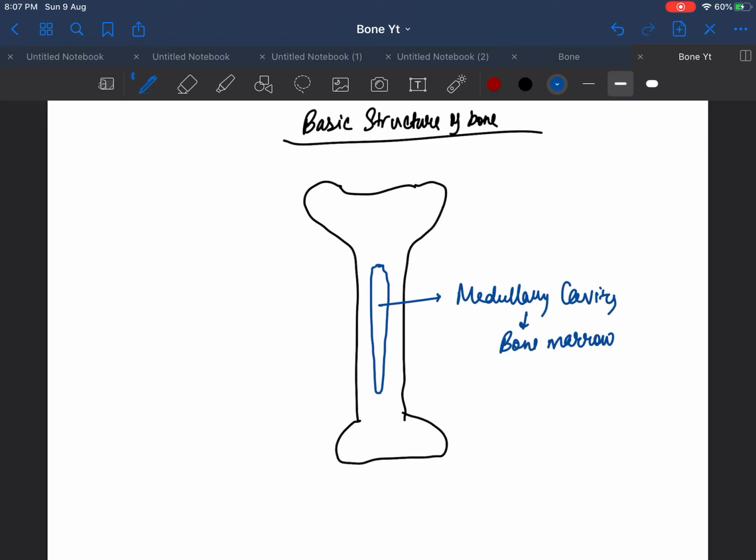So we have the medullary cavity in the center of the bone, and this area which shows red zigzag lines actually makes up the cortex of the bone.